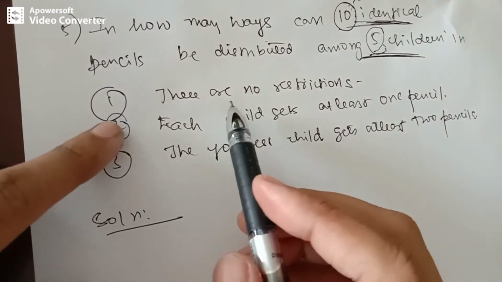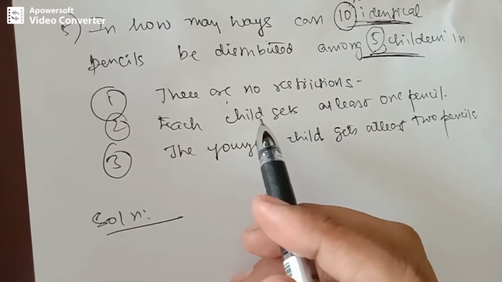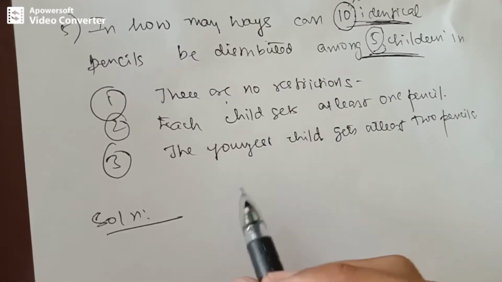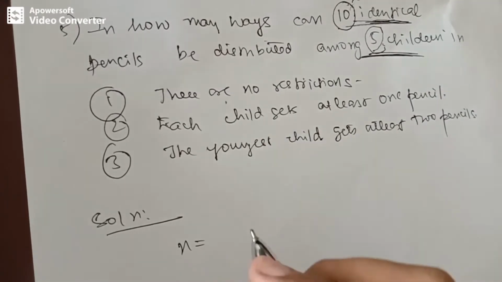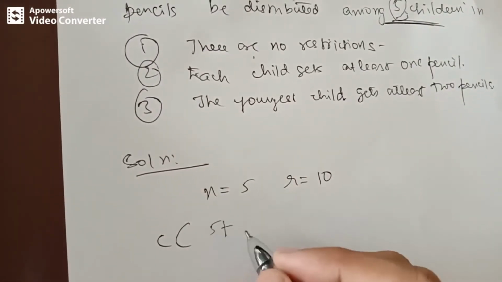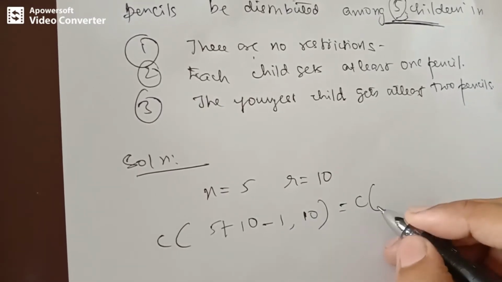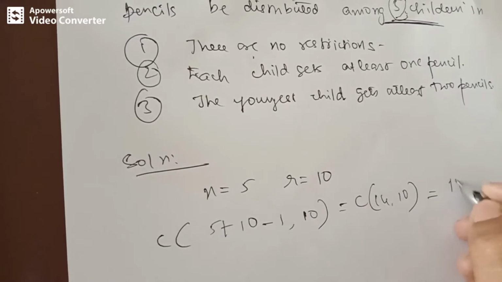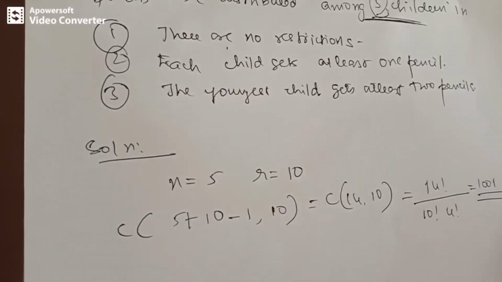And for the first sub question, we are supposed to find out how this distribution is possible with no restriction. That is, there should not be any restrictions. You know the value of n, that is n is 5 and the r value is 10. So substituting in the formula, what we get is C of n plus r minus 1 comma r. It is nothing but C of 14 comma 10, which can be written as 14 factorial by 10 factorial into 4 factorial, which is around 1001. We just check it.